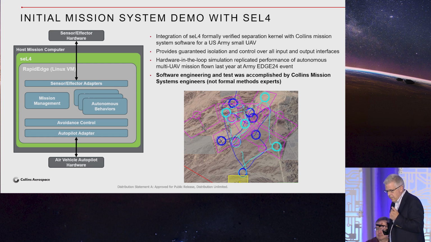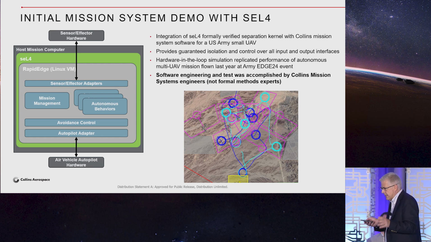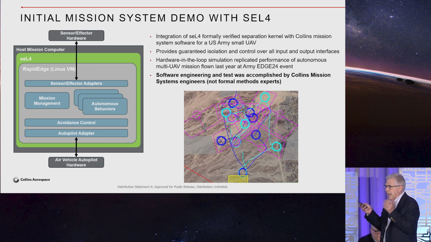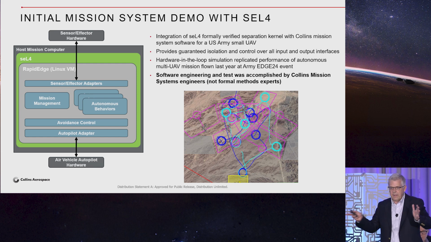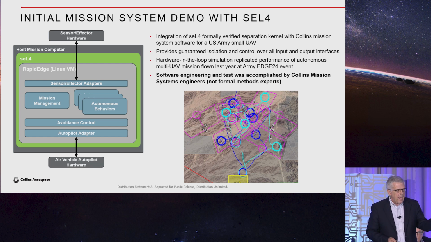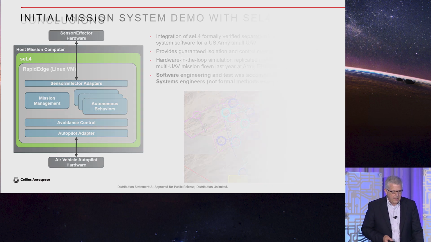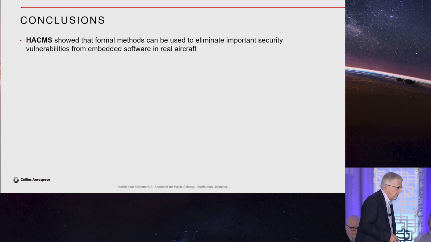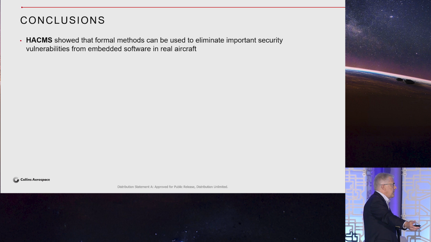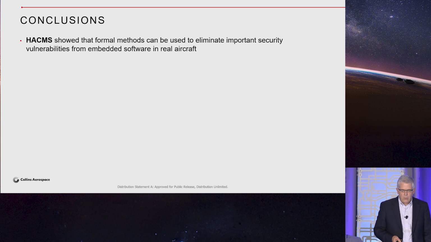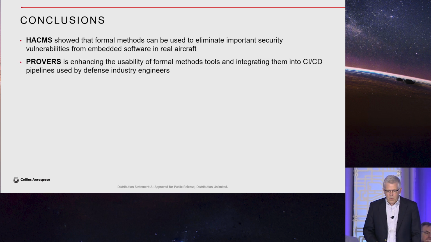And so this is, again, showing this transition mechanism of taking an exquisite artifact that's had a lot of effort put into it and making use of it as the foundation of other systems. So HACMS showed that formal methods can be used to eliminate important security vulnerabilities from embedded software in real aircraft.